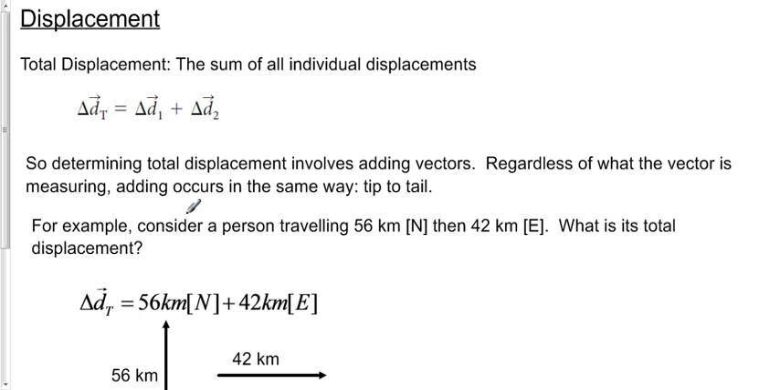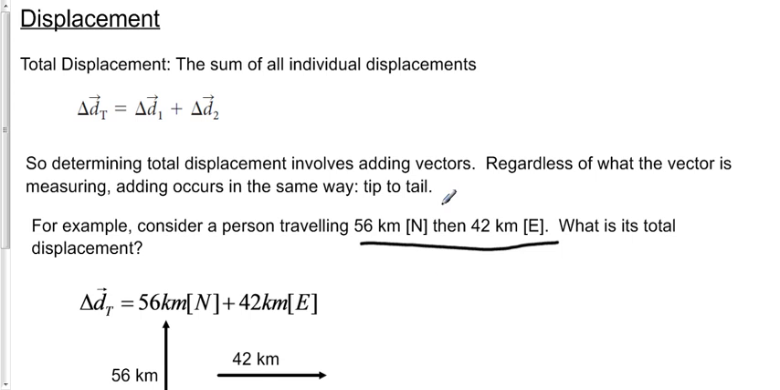So remember, for instance, down here, we're looking at an example with a person traveling 56 kilometers north and then 42 kilometers east. Remember, we can't just add those up and get 98 kilometers and say that's our displacement. That would actually be the total distance traveled by this person. But again, we're looking for the displacement, which is pretty much just looking from the start point to the end point. What is their change in position?